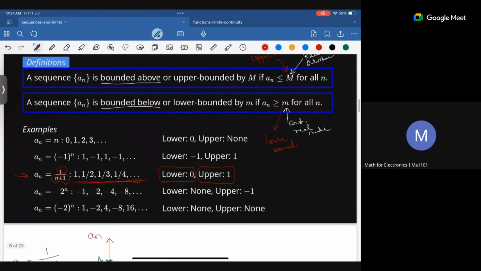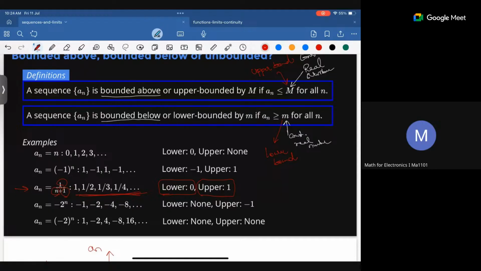Here you can also see some examples where a lower bound exists, but an upper bound won't exist, or an upper bound exists, but a lower bound won't exist. These are the two examples you can see. In the first example, there exists a lower bound, but there is no upper bound. So you cannot bound it from above. Therefore, this sequence is unbounded.